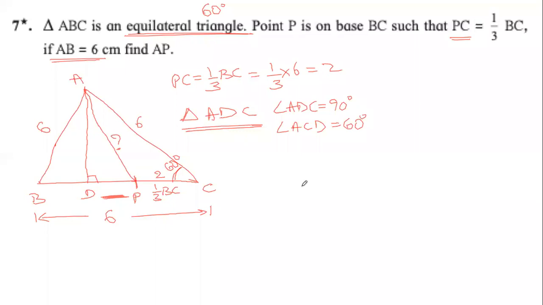Now, we have a triangle ADC in which the two angles are 90 and 60. This tells us that the third angle, which is angle CAD, will be equal to 180 degrees minus 90 plus 60, which is 30 degrees. That is this angle. So triangle ADC is not any random triangle. It is a 30, 60, 90 triangle.